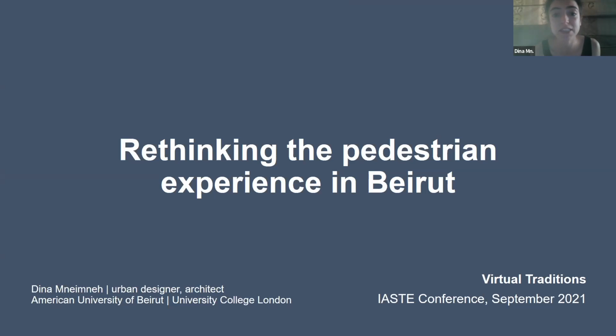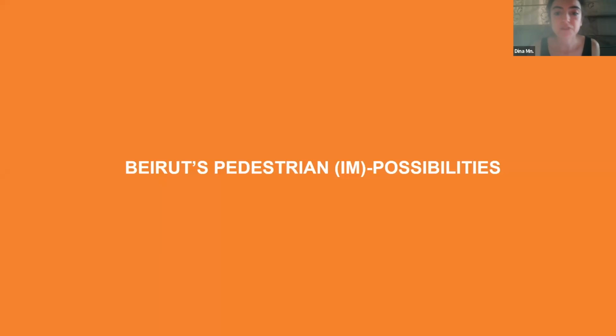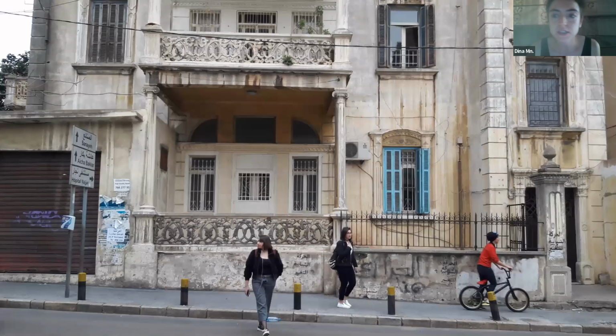But you were very right in saying that the pedestrian experience and our urban heritage are part of the recovery process. So in this paper, I'm still going to talk about how it started, and then I'm going to shift to today's content. First, Beirut's pedestrian possibility or impossibility. Beirut still allows distinctive possibilities for pedestrians within its urban environment.